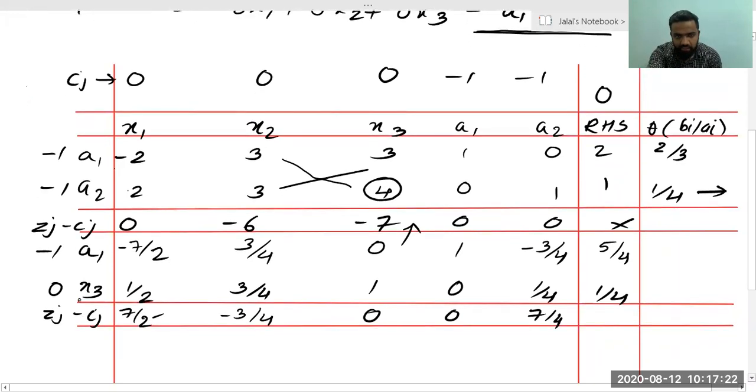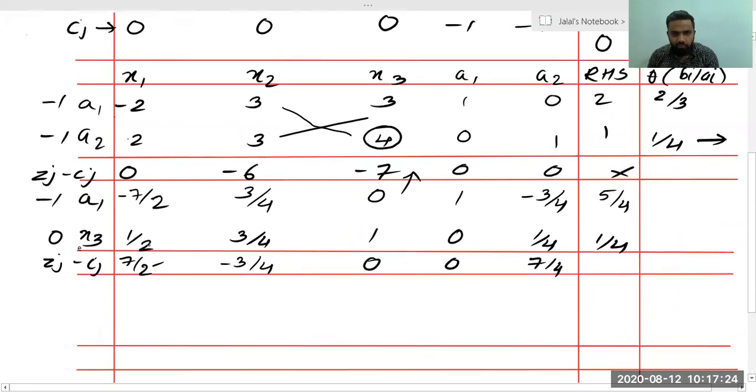see, we can see again that there is again a negative value. This is my negative value. This is the most negative, right? So what do I need to do? I again need to find theta. 5 by 4 divided by 3 by 4 will be 5 by 3. 1 by 4 divided by 3 by 4 will be 1 by 3. Which one is the least positive? 1 by 3 is the least positive. So x3 will leave and x2 will enter.